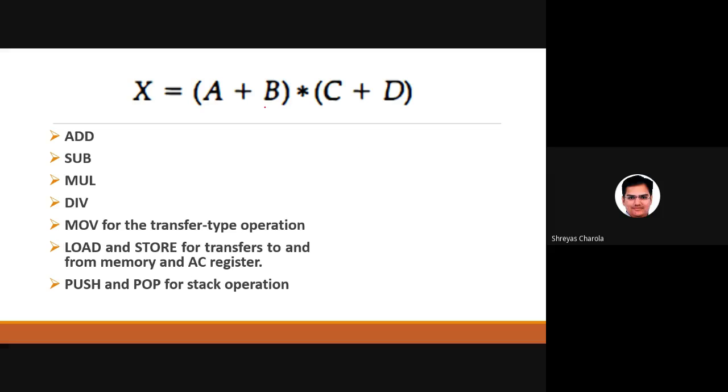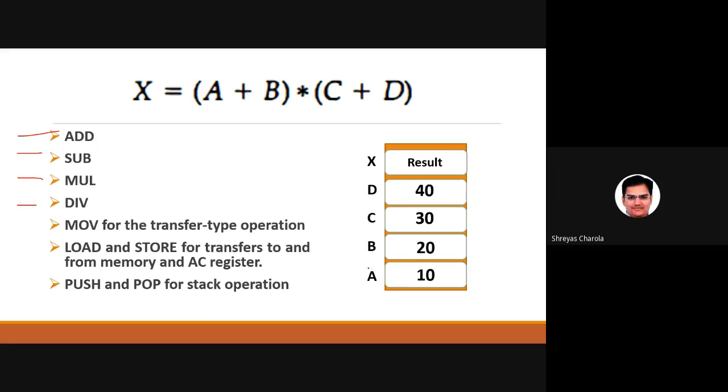Let's suppose I have this expression: (A + B) * (C + D). I have the instructions add, subtract, multiplication, division. Okay. Load, store, push, pop, and move instructions to transfer the data. This is the memory location. A, B, C, D and X are memory locations on which you have the data 10, 20, 30, 40 and the result. That means you need to add A plus B, C plus D, multiply both and then store the answer into X, using 3 address instruction, 2 address instruction, 1 address and 0 address. Okay. First for 5 minutes you try it by yourself and then I will tell you.